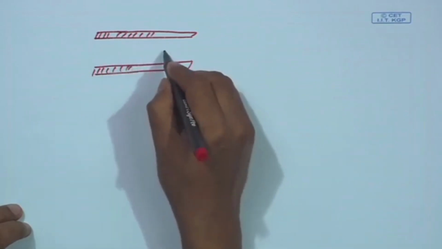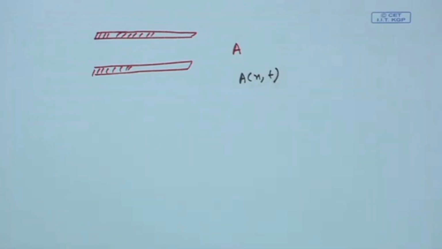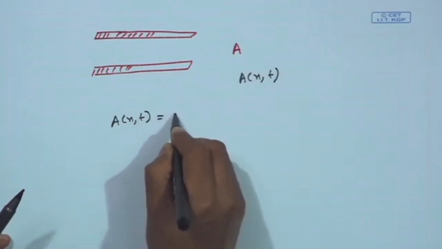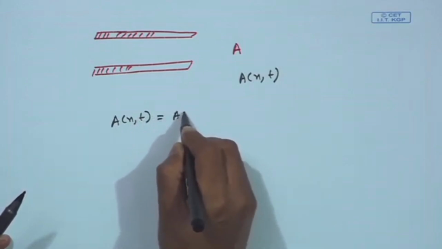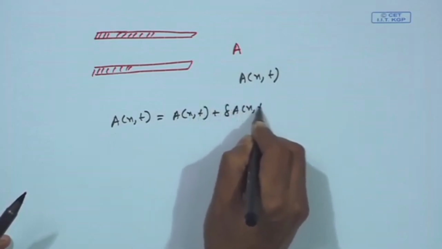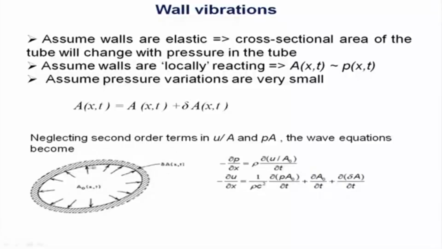So, what is happening? Instead of the cross sectional area A being fixed, now A is also a function of x and t. So, at any time, the cross sectional area A(x,t) is nothing but an average area plus the change of A(x,t) due to the pressure at that position and that time, delta A. So, if you see the slides, I have the slides here.